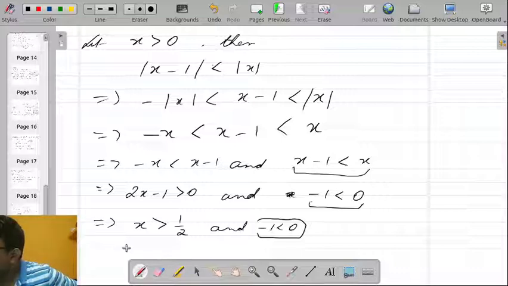In case 2 the inequality becomes this, which requires x is greater than half. Thus this contributes all such x to the set.